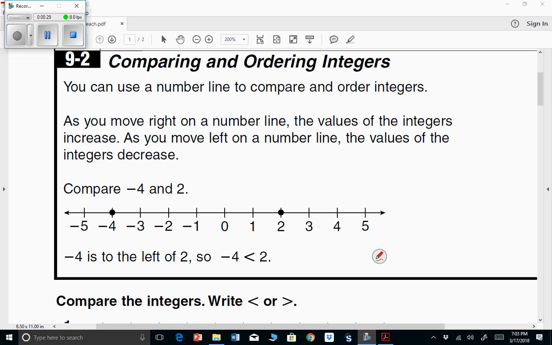So our problem says to compare -4 and 2. So here's -4 on the number line, and here is 2 on the number line. -4 is to the left of 2, so -4 is less than 2.